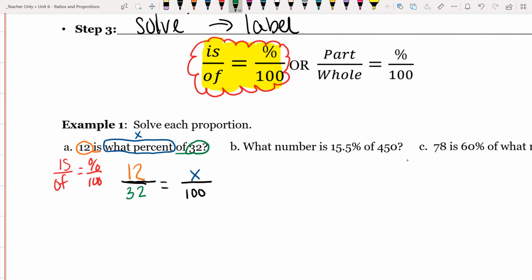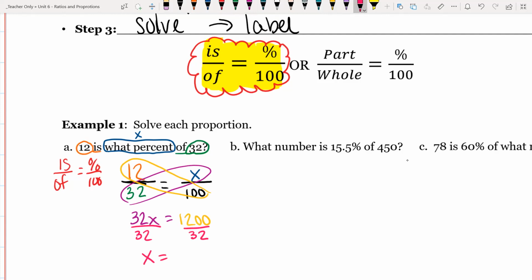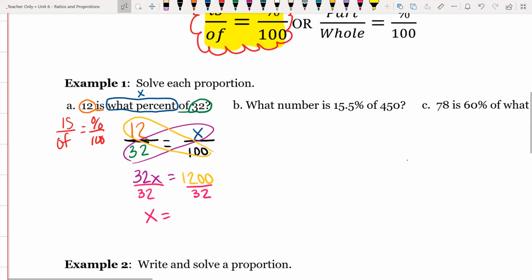Now we have our proportion, and we're going to solve that by cross multiplying. We'll have 32 times x, so 32x equals 100 times 12 equals 1200. Now we want to solve that, divide both sides by 32, and you'll get whatever 1200 divided by 32 is, which hopefully you get 37.5.